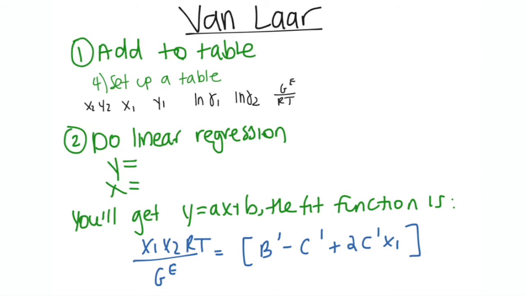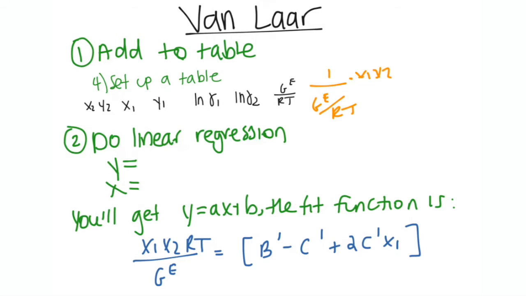All right, so for Van Laar, same thing. You're going to add to your table, same as we did for Margules. So what we're going to be adding to our table is the following. Maybe I'll put this in this color. We're going to be adding 1 over GE divided by RT times x1, x2. That is the new column we are adding, okay? So the new column is going to turn out to be our y in our linear regression.